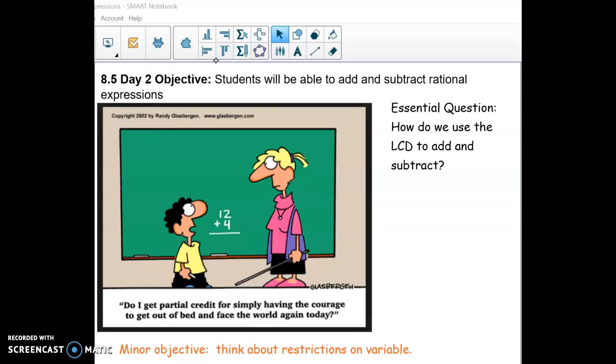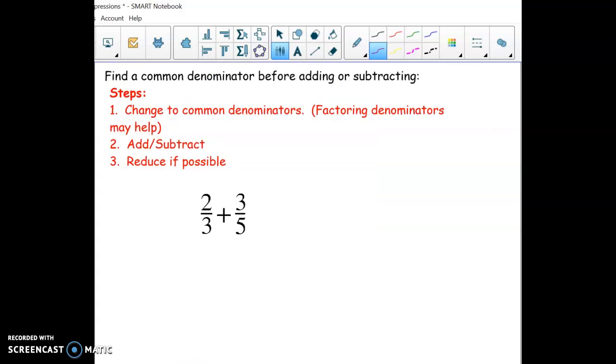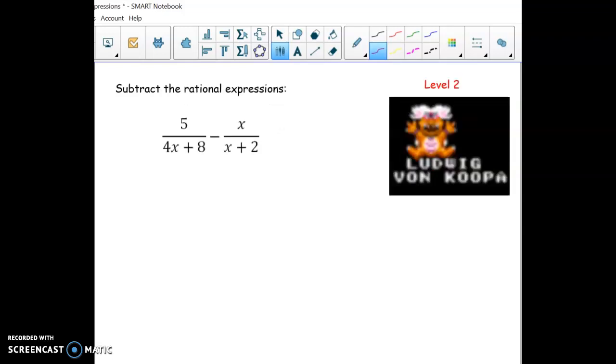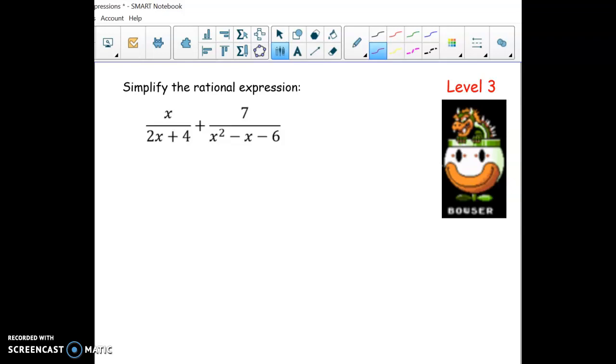Same thing as before, our goal is to add and subtract rational expressions. In the previous lesson we did level 1 questions and level 2 questions, so today we're just going to do level 3 in this video. What makes them level 3 questions is that you have to multiply both of the fractions by something in order to make the denominators match, and that's what makes it pretty hard.